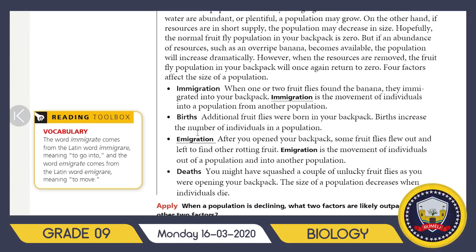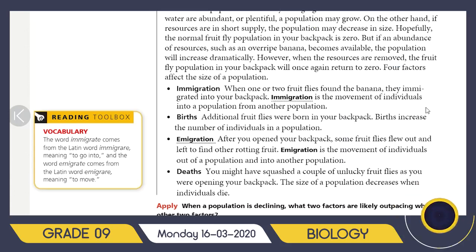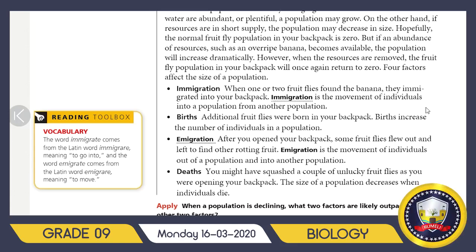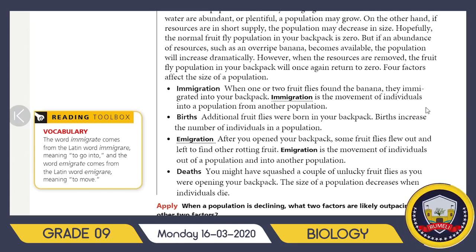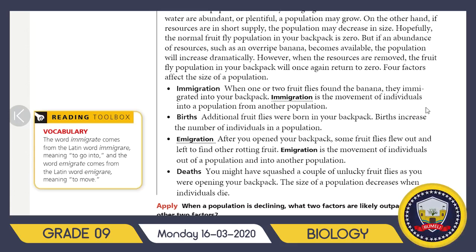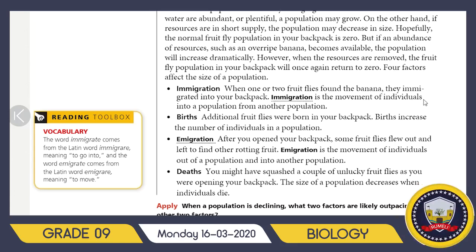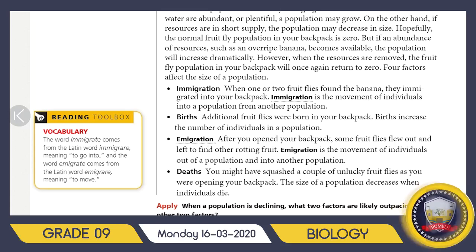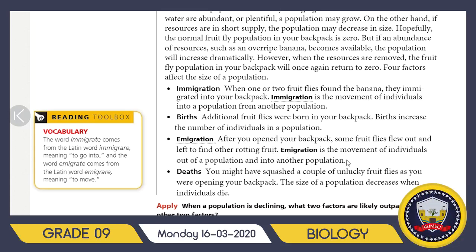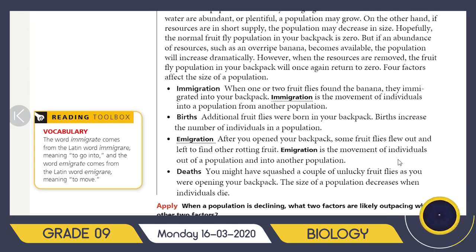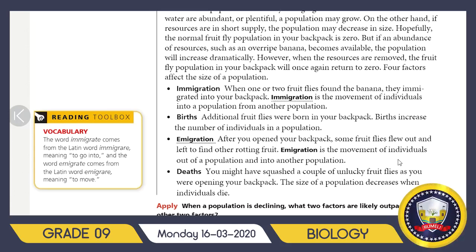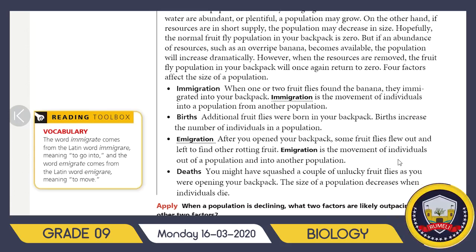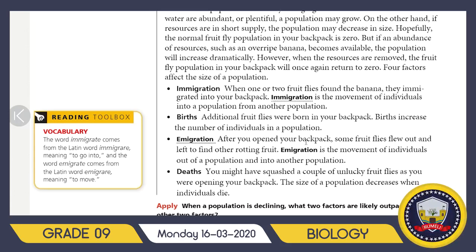Good. Now, when this happens, births start. Additional fruit flies will be born in your backpack. Births increase the number of individuals in a population. So immigration happened, then additional fruit flies were born. Now, after you open your backpack, some fruit flies fly out and leave to find another rotting fruit, because the source is depleted. Your banana is depleted.